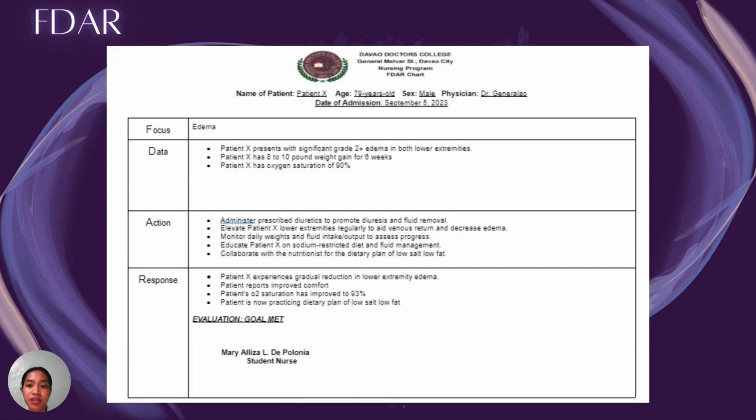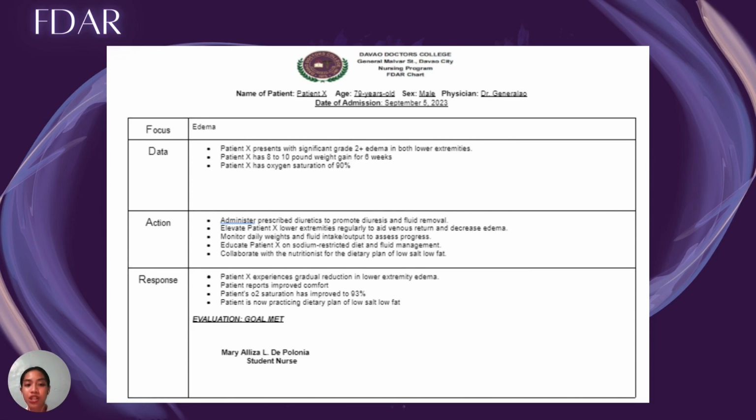So the objective data collected, the patient presents with significant grade 2 plus edema in both lower extremities. We have that the patient has gained 8 to 10 pounds of weight in 6 weeks. And we also have a data of the patient that has an oxygen saturation of 90%.